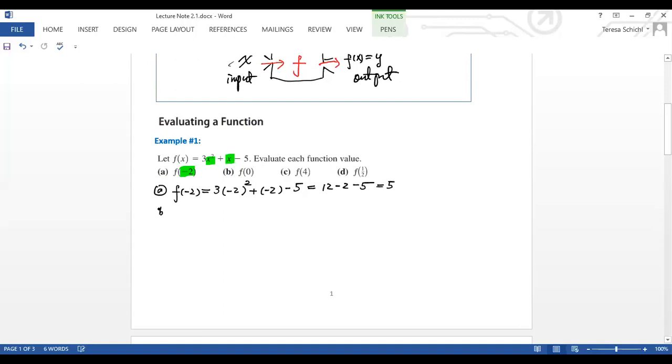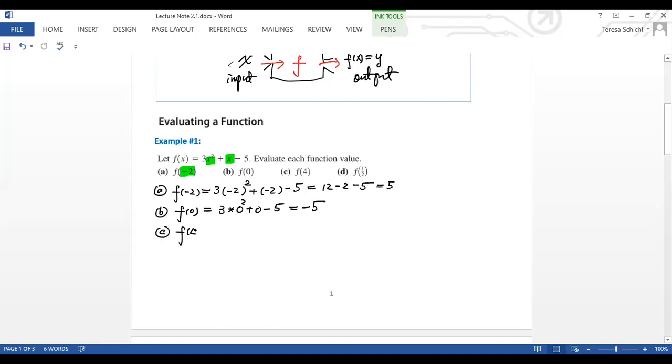Okay, now let's take a look at the second one. f of 0, that's the same thing. That means every value of x you need to replace with 0. So this will be 3 times 0 squared plus 0 minus 5. So what is it here? Negative 5, right? Okay, so this is pretty straightforward.